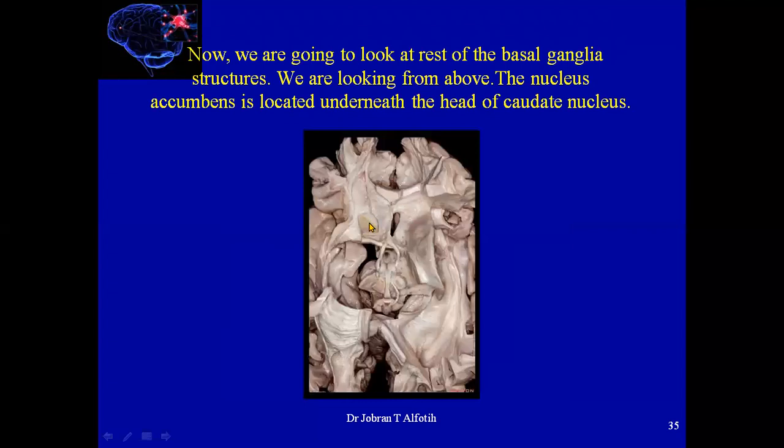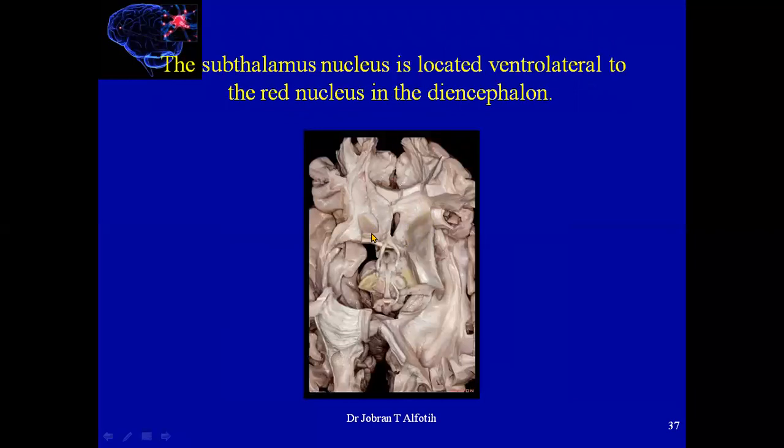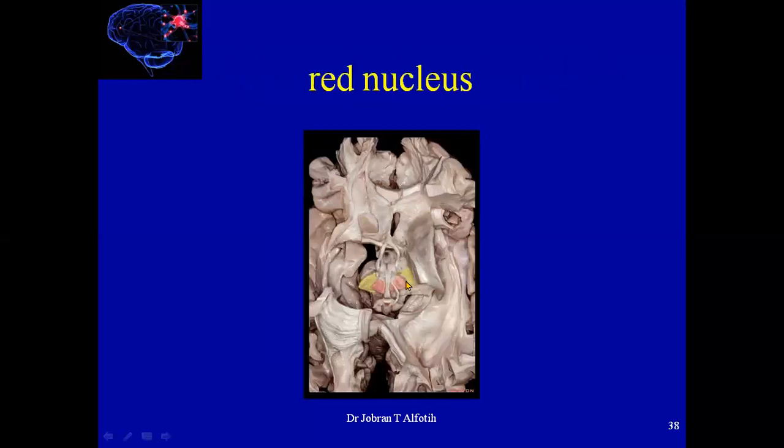There is the nucleus accumbens, which is located under the head of the caudate nucleus. The head of the nucleus has been removed here. We can see in this area is the head, and under it is the accumbens nucleus. There is also the subthalamic nucleus, which is located ventral lateral to the red nucleus. Here is the red nucleus, and this is the ventral lateral subthalamic nucleus.